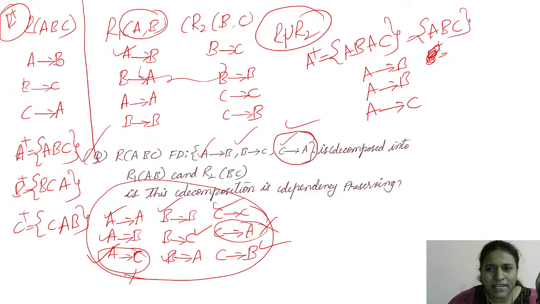Next we will see C closure, because we have to get C to A, right? We are not getting C to A from the original relation. That's why we will see C closure. In C closure, we will get C. C can determine B.